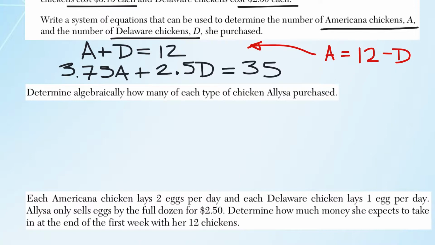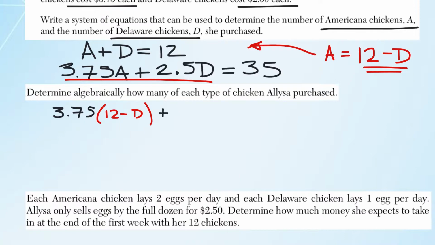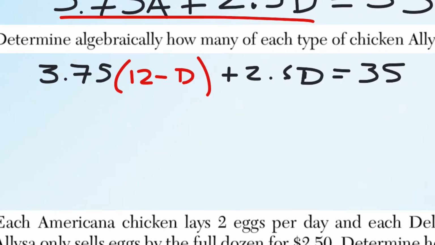Okay, so now with that done, I'm going to take the second equation and replace A with 12 minus D, just like this. So we're going to have 3.75 multiplied by (12 minus D) plus 2.5D equals 35. And now that we have this equation with one variable, we can solve it. Okay, so we're going to get started by expanding this and getting rid of these brackets.